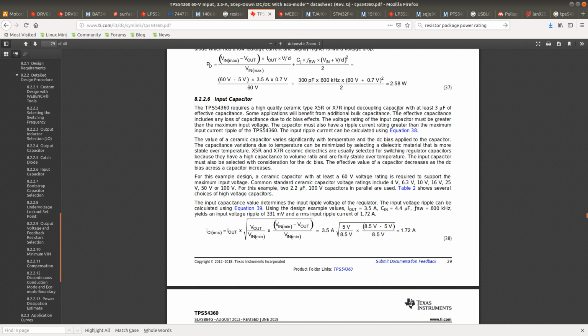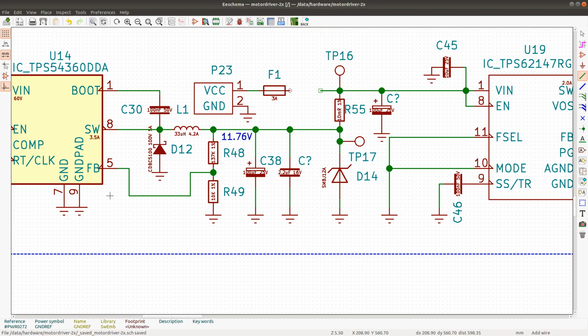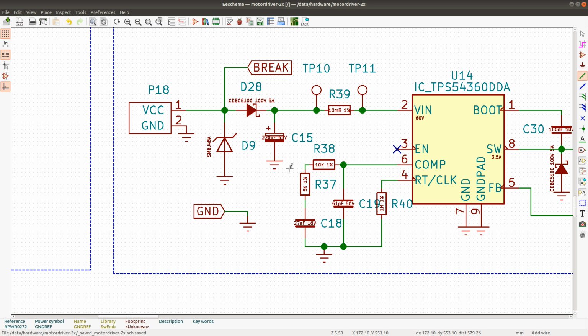Requires high quality input decoupling capacitor with at least 3 microfarads of effective capacitance. Right, so we do need an input capacitor, and we cannot use this capacitor. Okay.